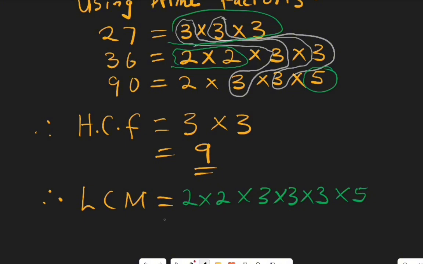Therefore, LCM will give us 2 times 2, 4. 4 times 3 gives us 12. 12 times 3, 36. 36 times 3 gives us 108. And 108 times 5 gives us 540 as the final answer.